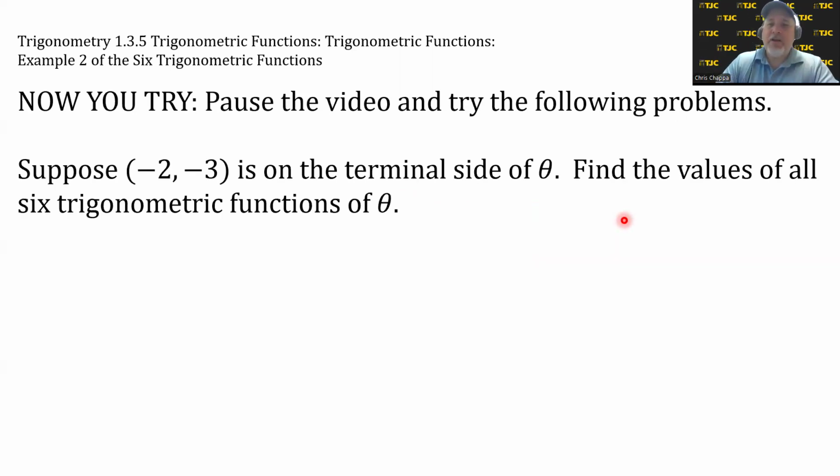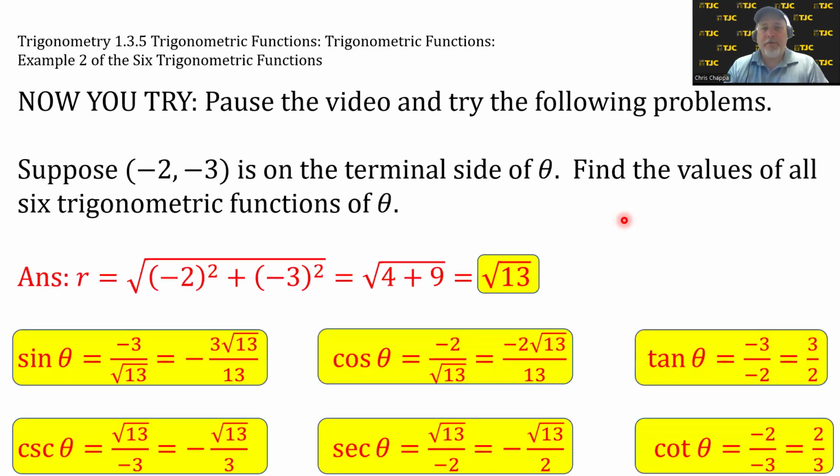Now you try. Pause the video and try the following problem, singular. Suppose (-2, -3) is on the terminal side of theta. Find the values of all 6 trigonometric functions of theta. All right, here's your warning. If you haven't paused the video yet to try them, you're about to see the solutions. Solutions in 3, 2, 1.